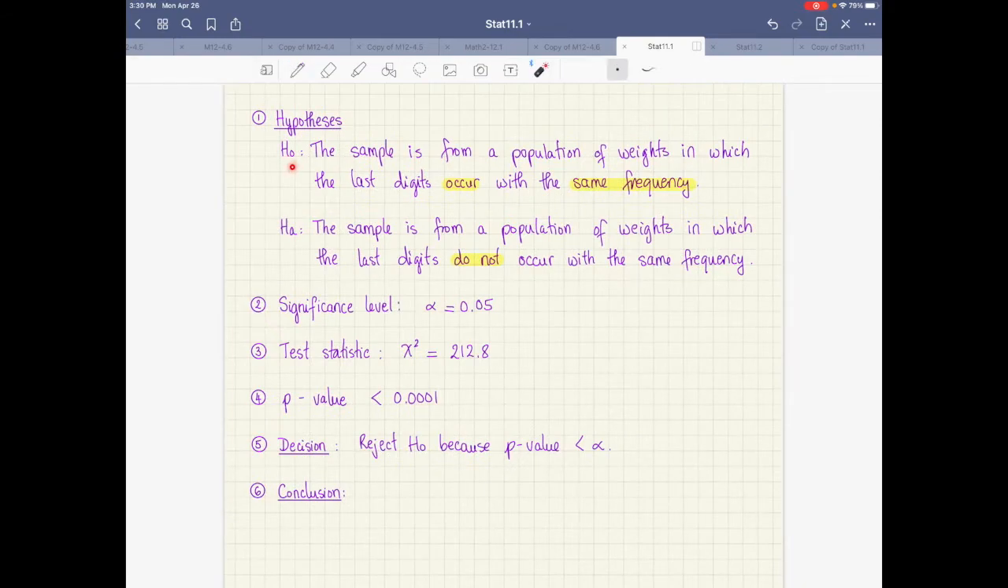I do reject H0. That means I don't think H0 is true. That means I think HA is true. That means I think that the sample is from a population of weights in which the last digits do not occur with the same frequency.